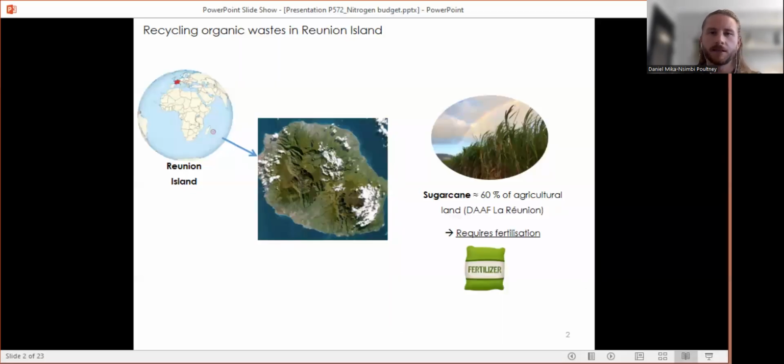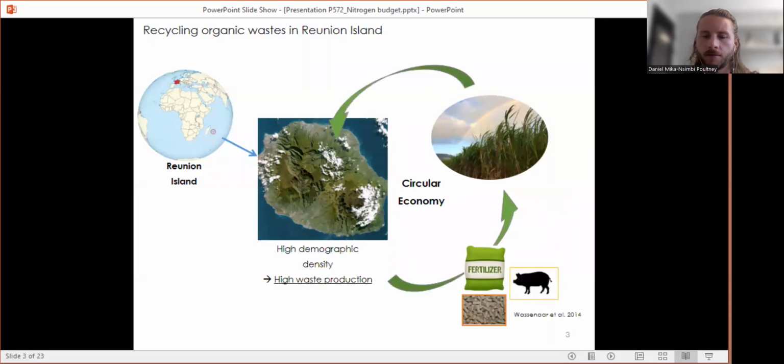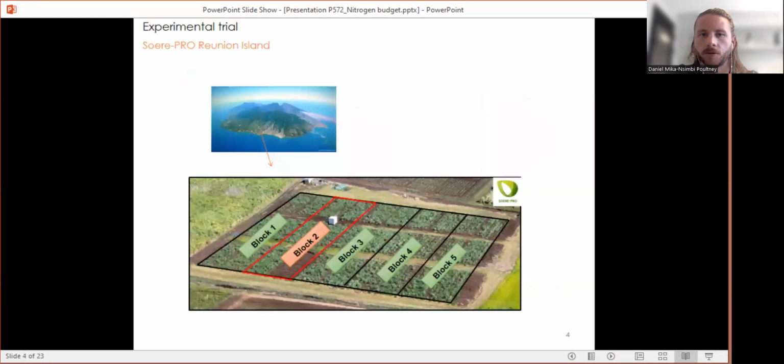The context of the study is Reunion Island in the Indian Ocean, where 60% of the agricultural land is covered by sugarcane, which has high requirements of fertilizer nitrogen. In this study, there are two types of organic fertilizers which are produced in Reunion, being pig slurry and sewage sludge. The use of these as fertilizer promotes a circular economy. The other type of fertilizer that's used is a mineral fertilizer, urea, which is imported to Reunion.